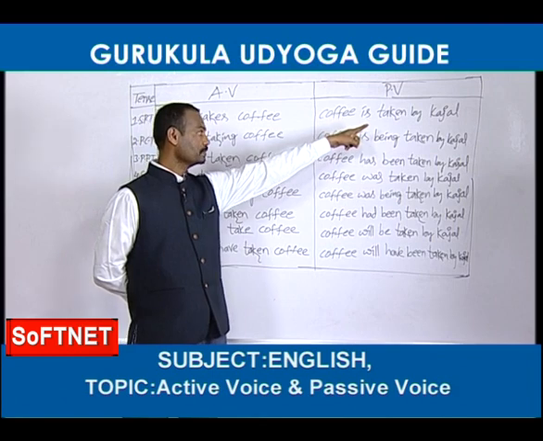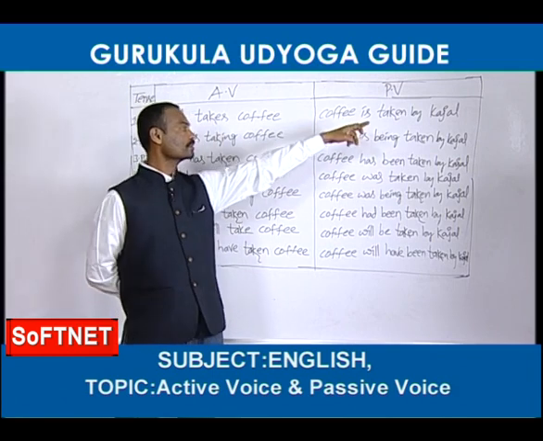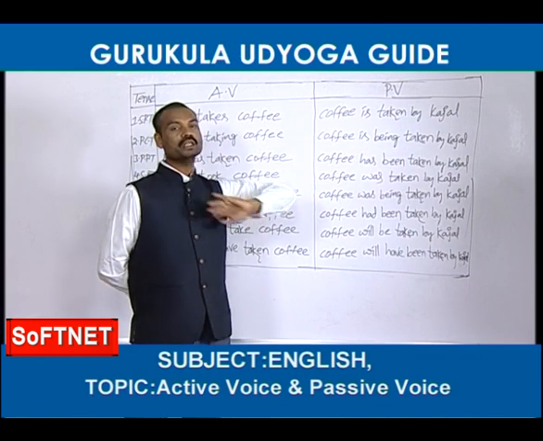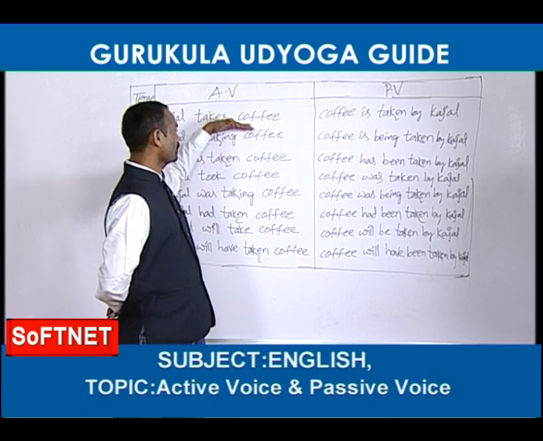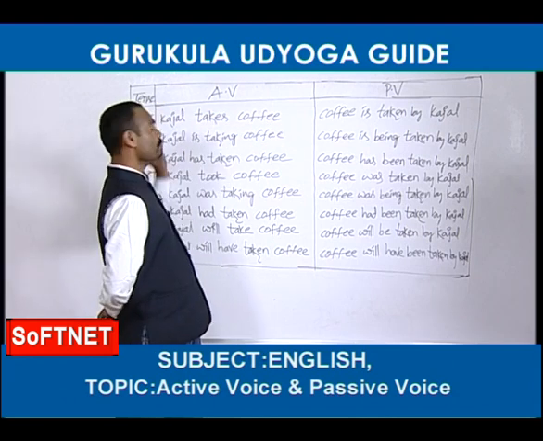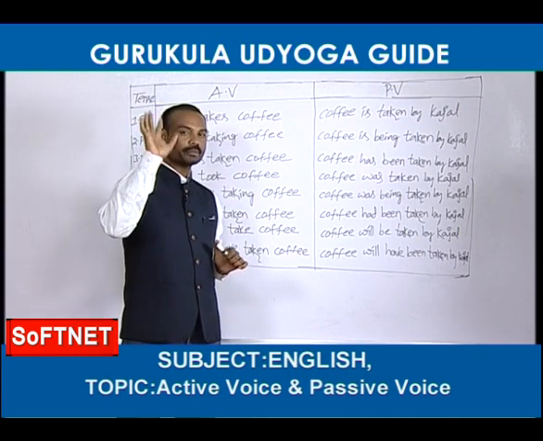Next what? Preposition. It has been written. Next what? Subject. Where is the subject? Kajal is the subject. So coffee has been taken by Kajal. Sorry, coffee is taken by Kajal. This is the process of changing active voices into passive voices from simple present tense. I am going to give you one more example from simple present tense.